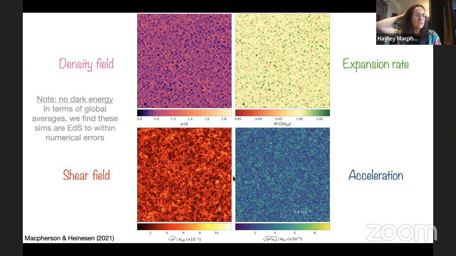Another quick note to emphasize that we have no dark energy. For all our comparisons, we are looking at the Einstein-de Sitter, or the matter-dominated flat FLRW model in this case. We do find that when we spatially average over these simulations on large scales, they do match the EDS model to within our numerical errors. So the small-scale anisotropic effects we're looking at are effects within a universe that globally matches the EDS model.